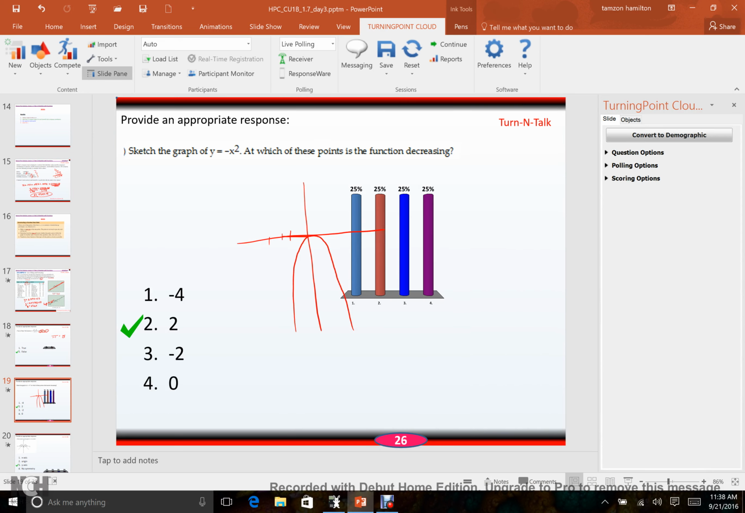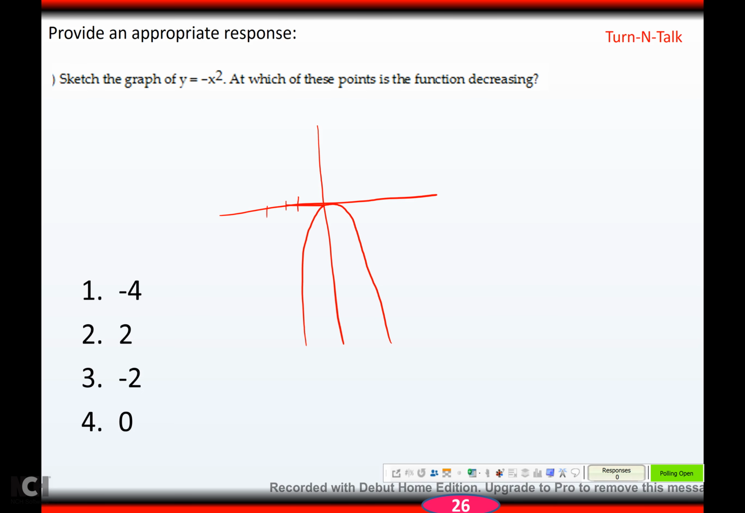Sorry about that. All right. So if we're trying to decide where the function is decreasing, if I go to -4, down here it'll be on the graph. But if you read the graph left to right, it's increasing, increasing, increasing to 0, right? So -4 is increasing, -2 is increasing, 0 isn't either. It's like the vertex. And then at 2, is it starting to decrease? Yes, so the only one it's decreasing at is 2.